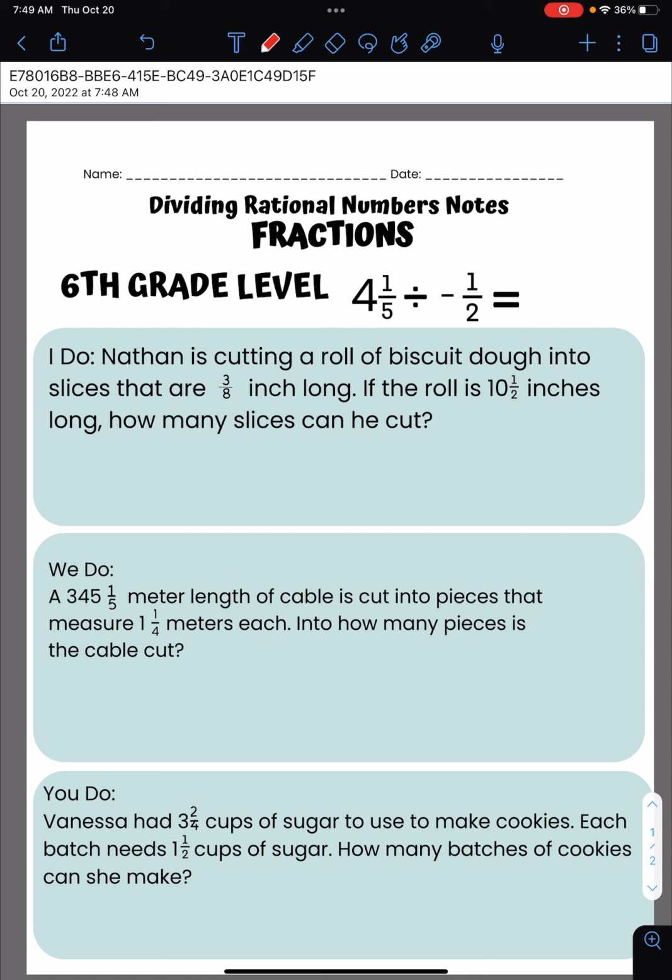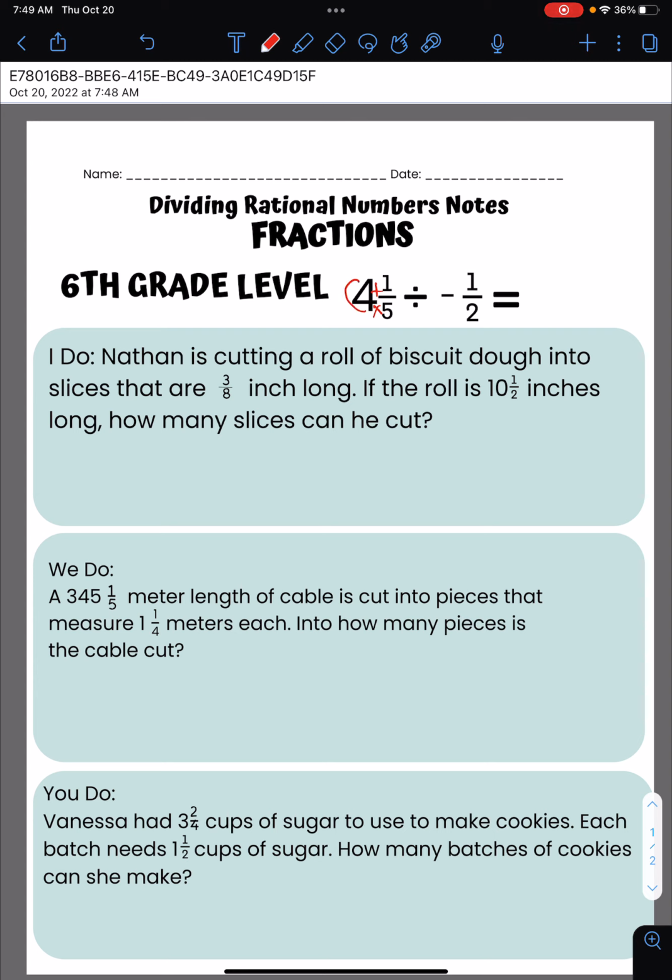Okay, so in order to solve this problem, before you can divide, you have to do Texas. Okay, so you have to do, or the backward C, so 5 times 4 plus 1. So 5 times 4 is 20 plus 1 is 21. So you have 21 over 5 divided by a negative 1/2.